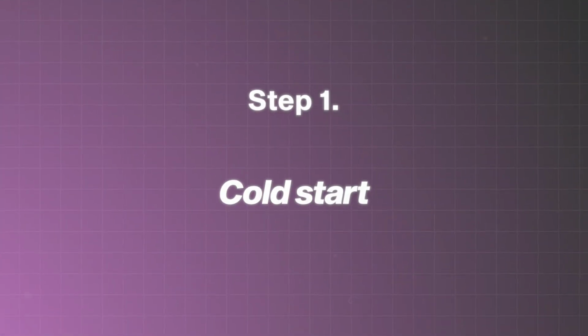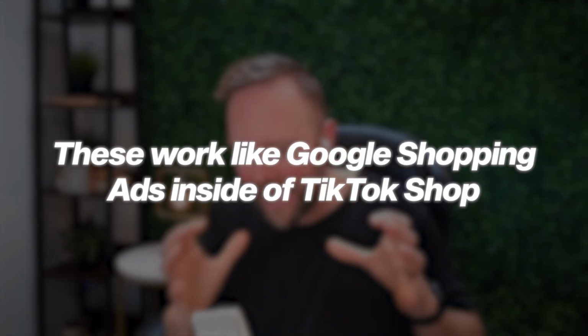So number 1, we want to start with product shopping ads. These are called PSAs. We're going to call them PSAs from now on. These work like Google shopping ads right inside of TikTok Shop. It's a really interesting way that these actually show up. They show up as these product cards. They're really, really effective for when you are starting.